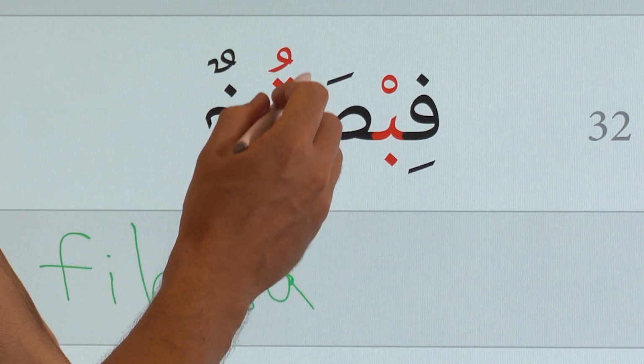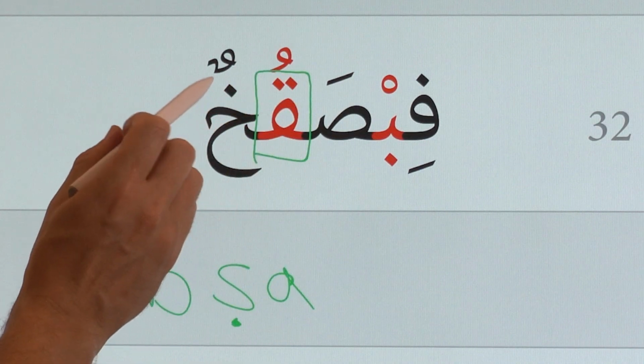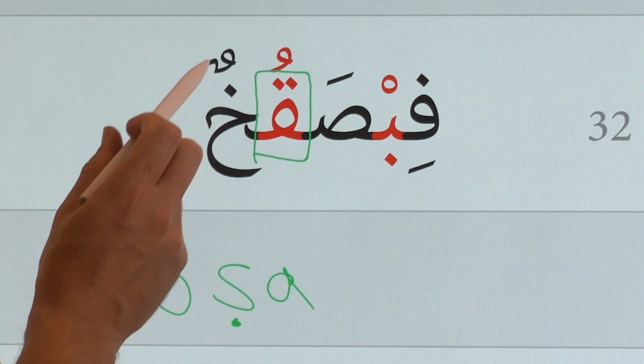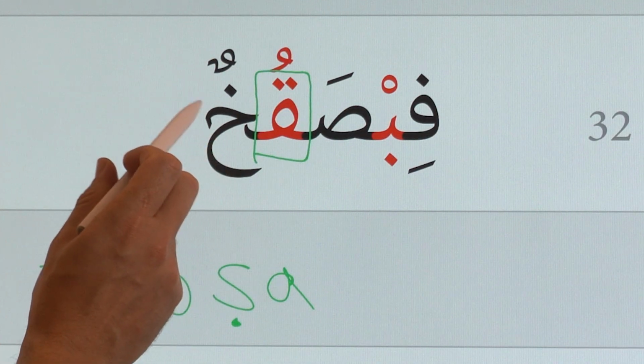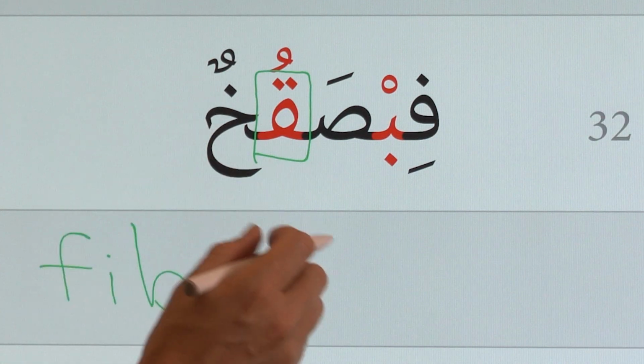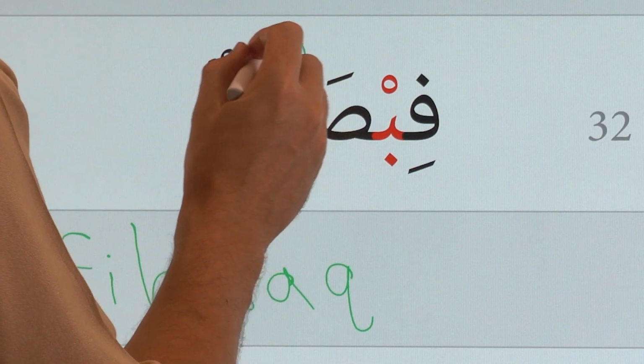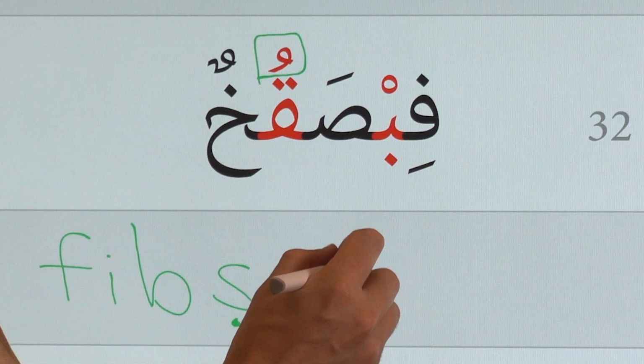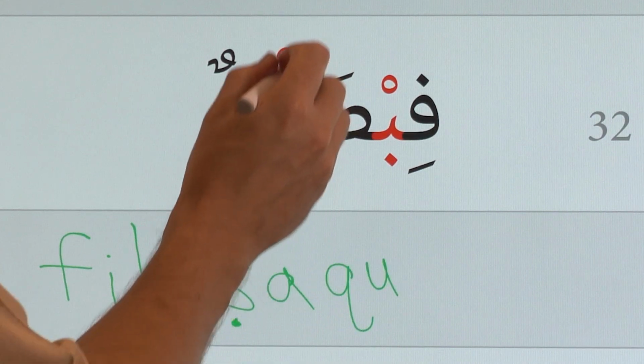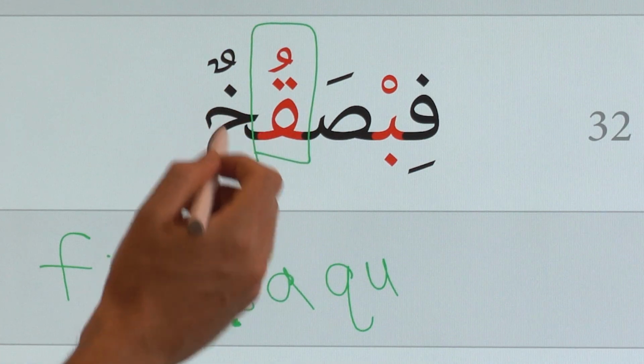If we go to the next letter, we find that circle shape with two dots above. That's one of the letters we learned in this lesson. This is the letter qaf. So we write a Q for the letter qaf. Above the qaf, we find a dhamma. So we write a U for the dhamma. So this would be pronounced as qu.